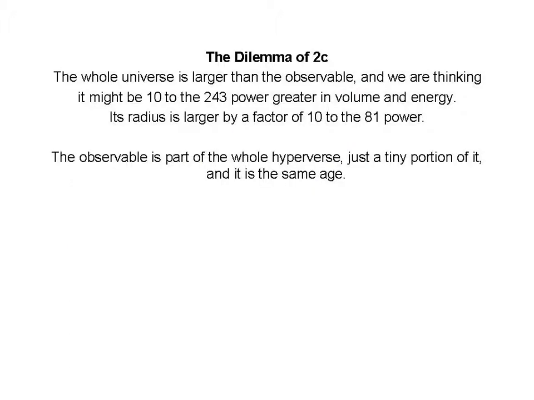So we have a dilemma regarding the 2c radial expansion. The whole universe is larger than the observable, and we're thinking it's 10 to the 243rd power greater in volume and energy than the observable. And the radius of the whole is larger by a factor of 10 to the 81 power. Now the observable is part of the whole hyperverse, just a tiny portion of it, and it is the same age as the whole.